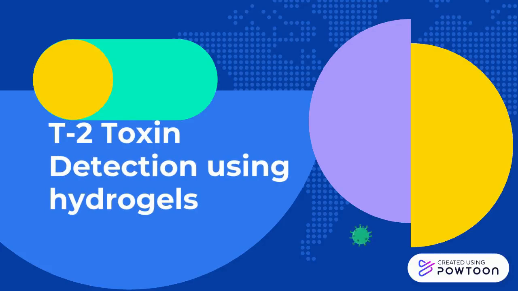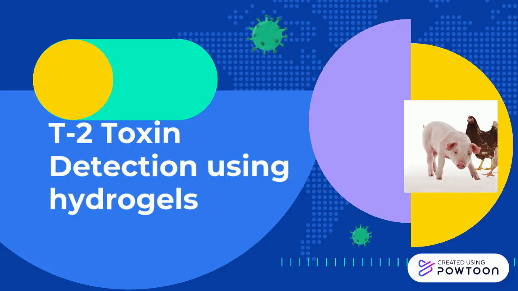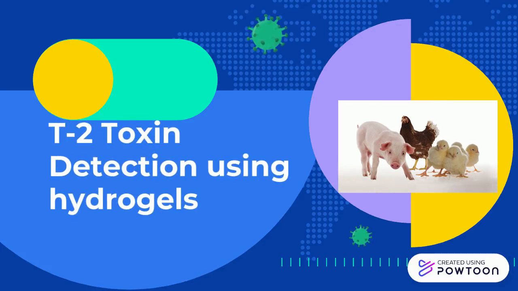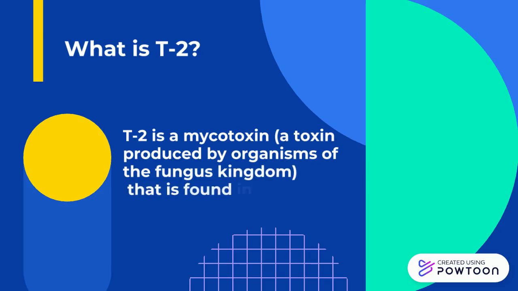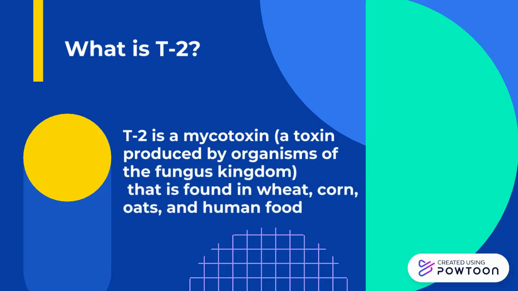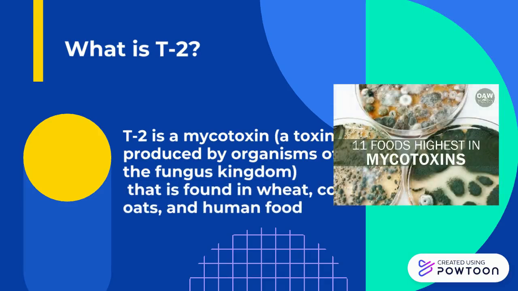This presentation focuses on the detection of the T2 mycotoxin using hydrogels. What is T2? So T2 is a mycotoxin, which is a kind of toxin produced by fungus. It is found in wheat, corn, oats, and human food.